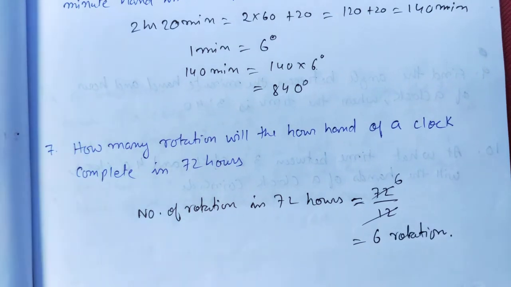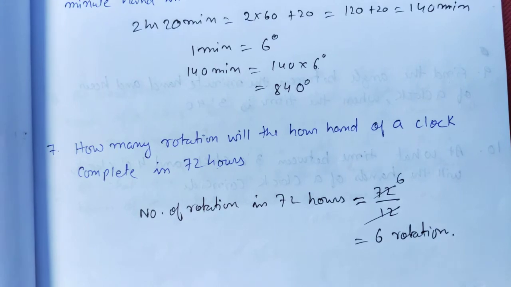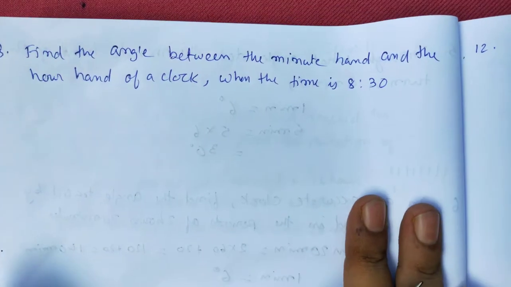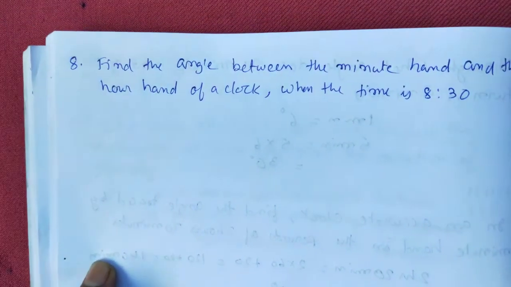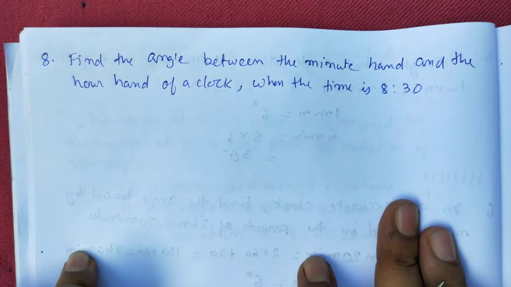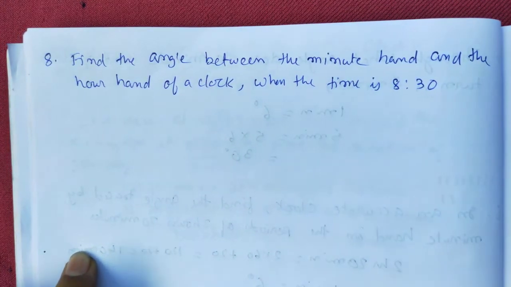Okay, you can pause the video to write the solution. Let's do question number 8 now. I hope you can see the question. Find the angle between the minute hand and the hour hand of a clock when the time is 8:30.